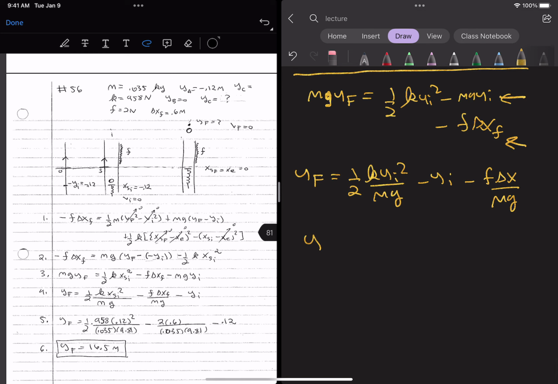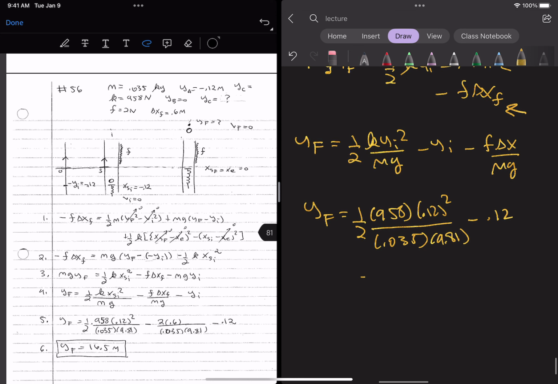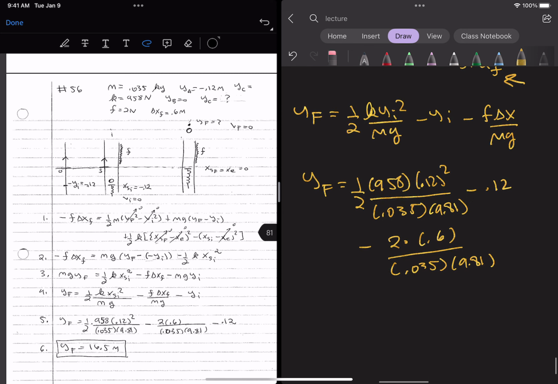And so here we just have to plug in. It's going to be 1/2 times the stiffness, which is 958, times the initial height of the spring, 0.12, squared, divided by mass gravity, so 0.035 times 9.81, and then minus the initial height, which is 0.12, and also minus friction, which is 2 newtons, multiplied by the distance that friction acts, which is 0.6, and also divided by mass g again. And calculating that, that should equal a value of 16.5 meters.